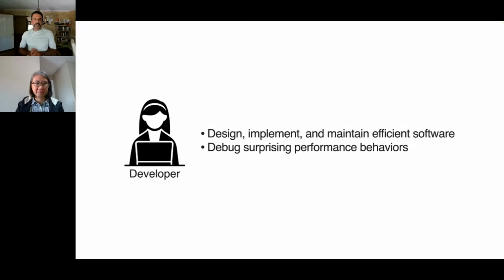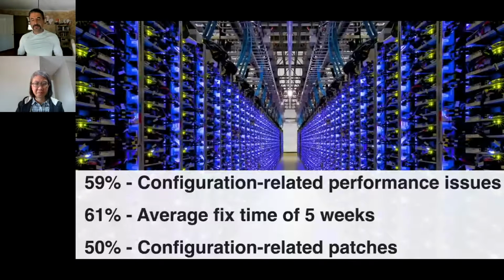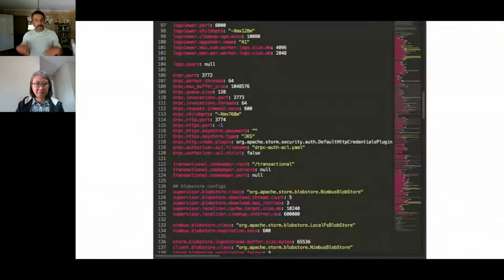Based on some prior empirical studies, researchers show that 59% of performance issues, basically of overall faults, are related to configuration-related performance issues. On average, it takes several weeks to fix these kinds of faults. And with respect to the patches, 50% of the patches overall are related to performance. But coming up with a specific solution, or deciding each value for the configuration options, is not an easy task.